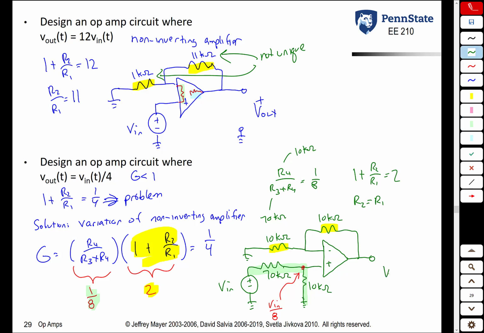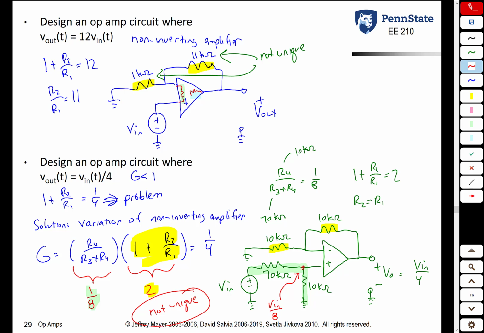So V0, which is the voltage at the output terminal with respect to ground, is going to be what? V in over 4. So in these two examples, we see how to handle non-inverting amplifiers with a gain greater than 1 and how to handle non-inverting amplifiers with a gain less than 1. And in both of these cases, the answer is not unique. There are many different resistor combinations that can give us these gains that we want.